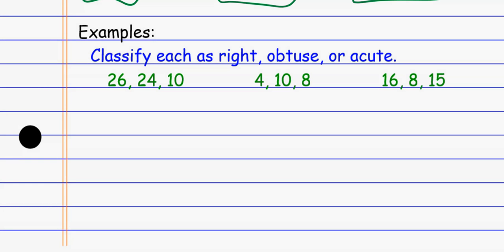All right, so here we're going to classify each as either a right triangle, an obtuse triangle, or an acute triangle, and we're going to use our Pythagorean theorem to do that. Remember, if the Pythagorean theorem works, then I have a right triangle. But if the hypotenuse side is too big, it's obtuse, and if the hypotenuse side is too small, then it's acute.